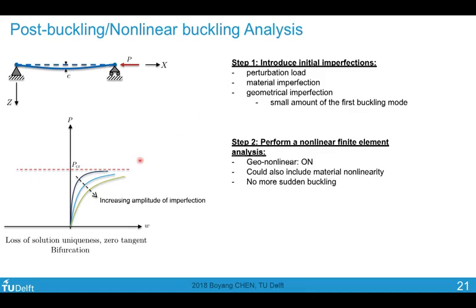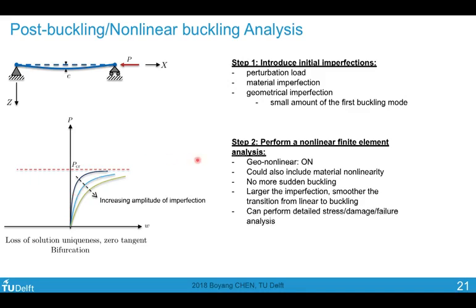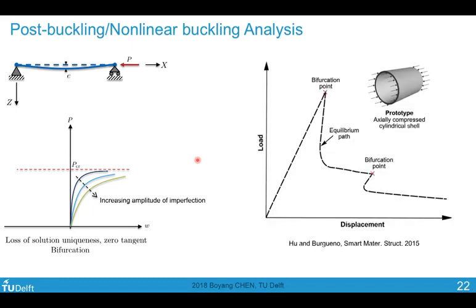The result is that now we have a more gradual deformation, so it deviates from linearity and gradually goes into buckling. So the larger the imperfection, the smoother is the transition from linear to buckling. This is a realistic modeling of the behavior of the structure with imperfection. We can perform a detailed stress or damage failure analysis based on these results, and it gives us a more realistic prediction of the peak load, because now we've considered imperfection, and this is extremely important for imperfection-sensitive structures, such as a shell, a cylindrical shell.